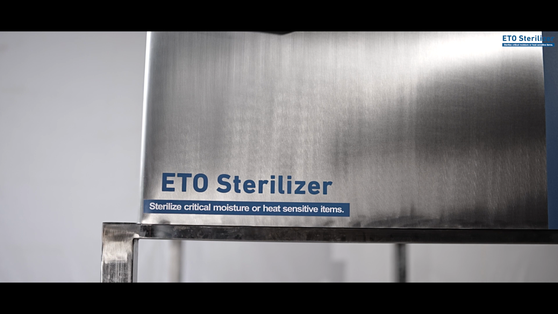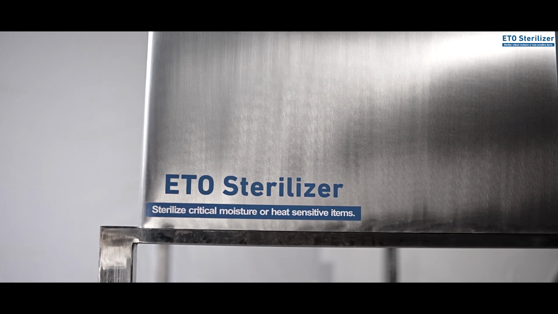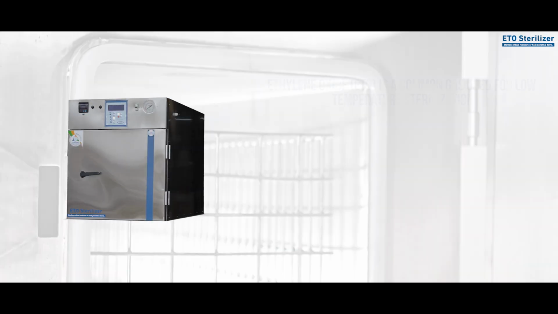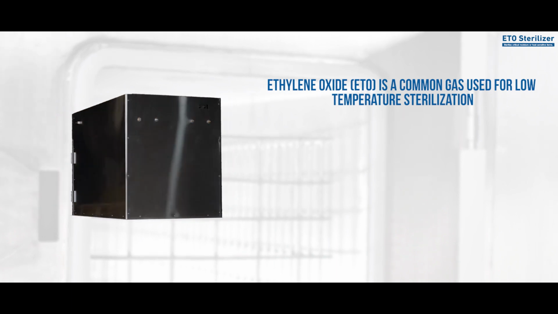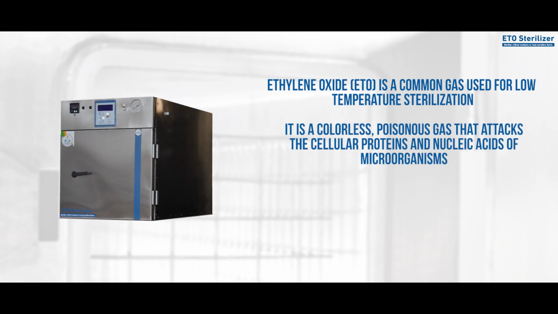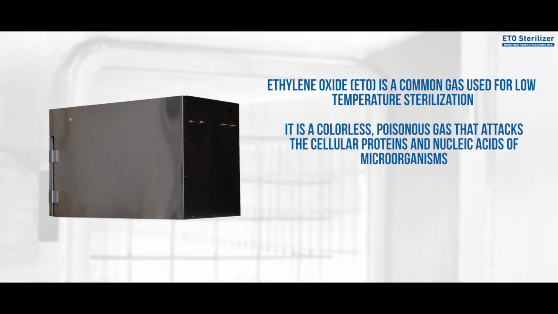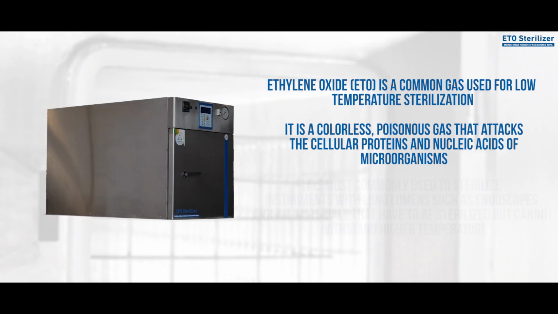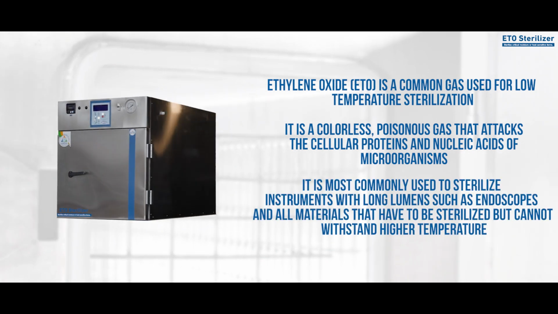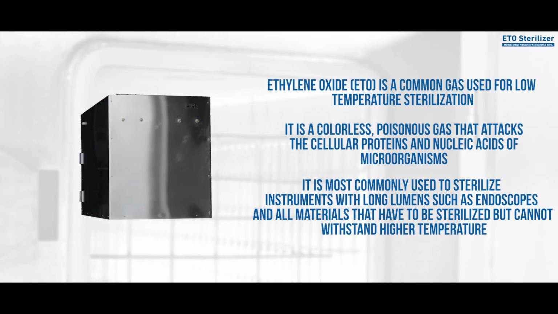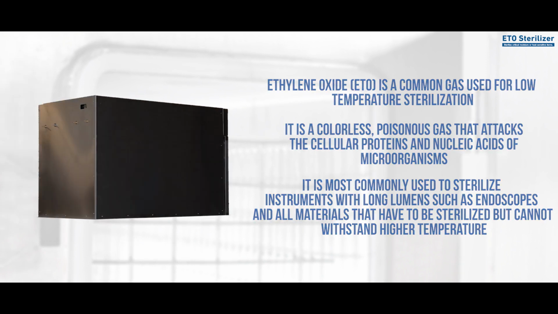ETO Sterilizer: sterilize critical moisture or heat-sensitive items. ETO sterilization uses low-temperature sterilization methods. Ethylene oxide, ETO, is a common gas used for low-temperature sterilization. It is a colorless, poisonous gas that attacks the cellular proteins and nucleic acids of microorganisms. It is most commonly used to sterilize instruments with long lumens such as endoscopes and all materials that have to be sterilized but cannot withstand higher temperature.